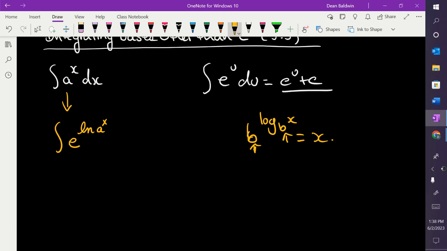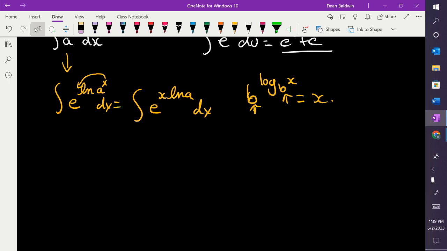Because we are logging this, we can now bring down this x and get the integral of e to the x natural log of a. I should have a dx here. All right. Then we're going to do a u substitution. What do you think u should be? x ln of a. So u is equal to x ln of a.